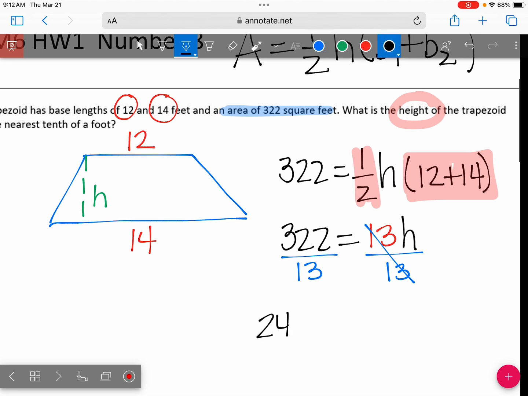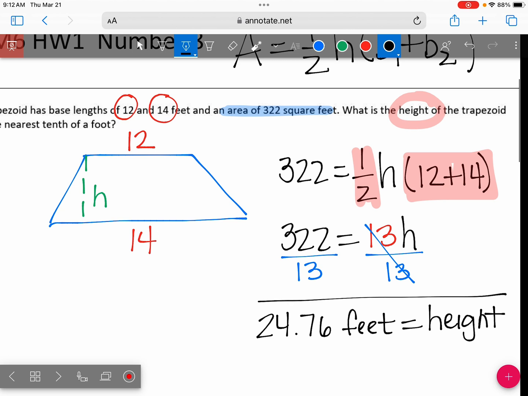All right, so we'll say 24.76, and this is feet, equals the height. And that would be your answer. I thought that question was kind of hard, but that could be on the test. So I wanted to go through it with you because I thought that was a little tricky.